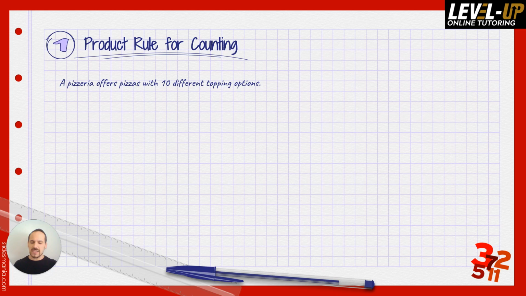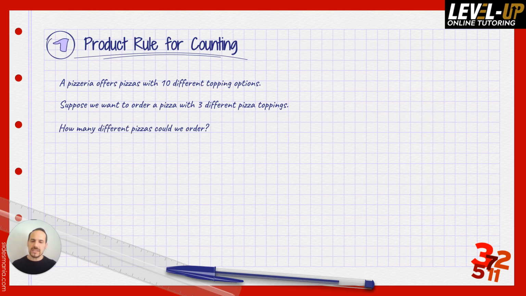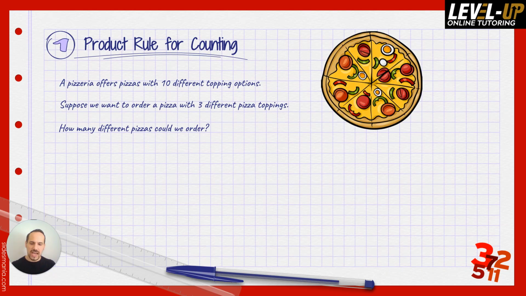So say a situation like this: we've got a pizzeria that offers 10 different toppings, and suppose we want to order a pizza with 3 different toppings. How many different pizzas could we order? So here's an example of a pizza we could have, and the 3 toppings that we have on it. We've got pepperoni, peppers, and onions. But we don't want any repeats. Say if we had this combination, which is peppers, onions, and pepperoni, you see, it's the same pizza, isn't it? I've just changed the order of the toppings. So we don't want that. So you see, we're choosing 3 toppings out of a total of 10 toppings, and we don't want any repeats.